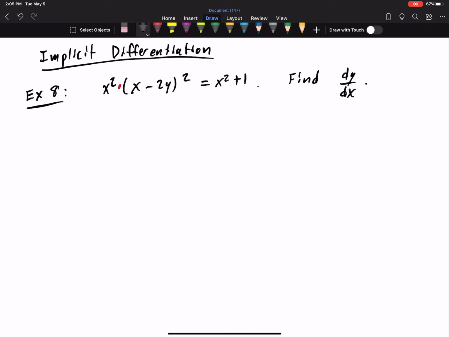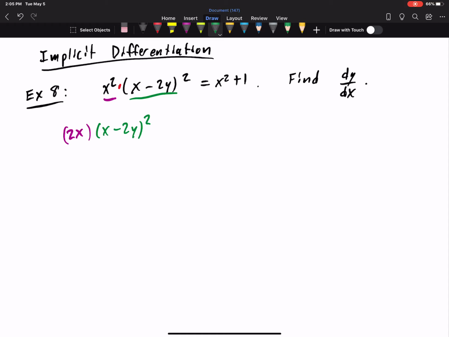So let's work on deriving the left-hand side. Using the product rule, we derive the first thing, leave the second one alone, and then add on when we leave the first alone and derive the second thing. Of course, we have to do this implicitly. Let's handle the purple underlined thing first. We derive that, which gives us 2 times x, and then we leave the second thing alone, x minus 2y squared.